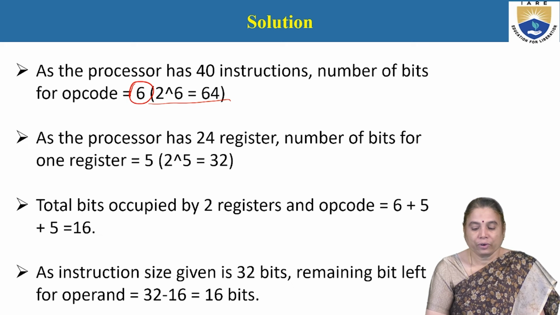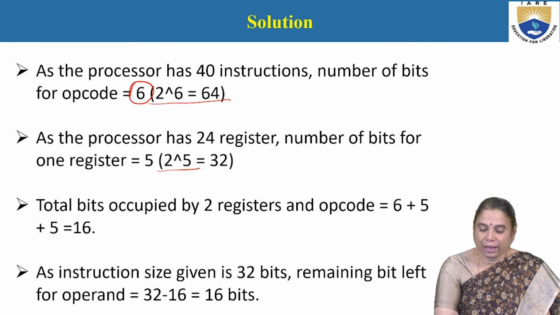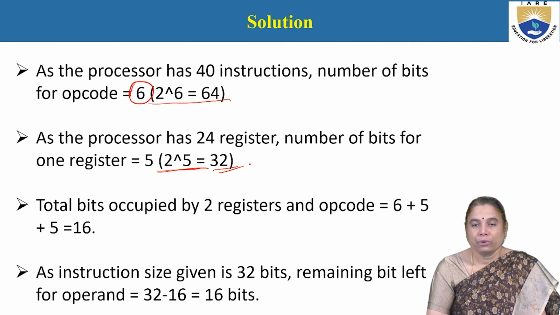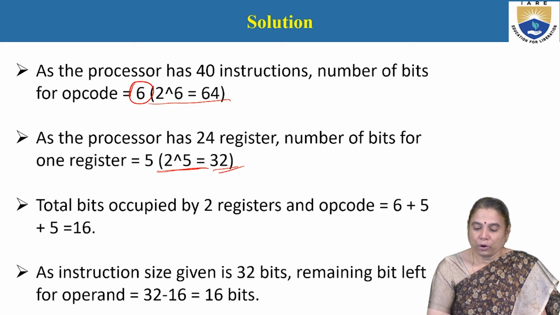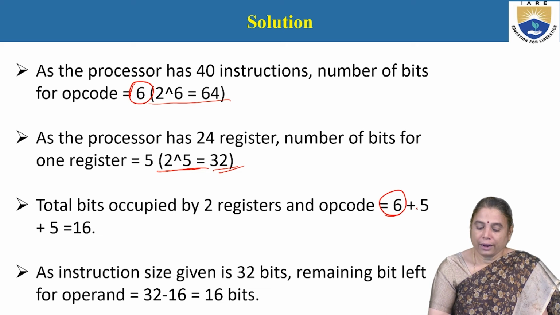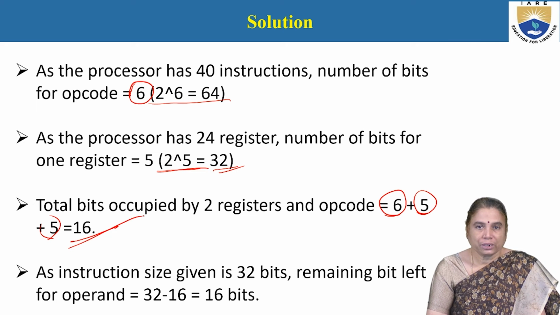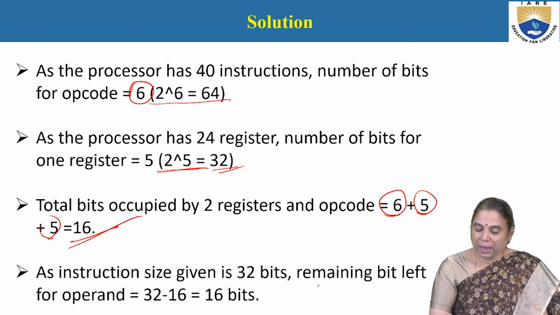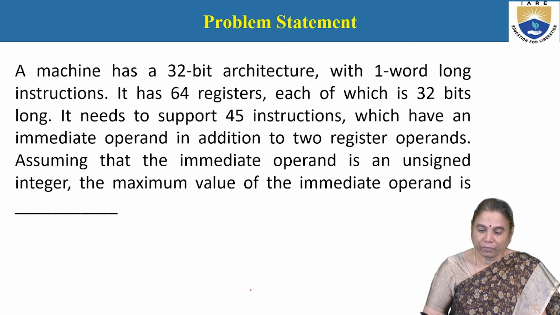As the processor has 24 registers, the number of bits for one register is 2 power 5, so it can address 32 registers. Next, total bits occupied by 2 registers and opcode. The opcode is of 6 bits and the 2 registers are of 5 bits each. So total 16 bits. So an instruction size given is 32 bits. Remaining bit field left is 32 minus this 16. 16 bits can be used for immediate value.